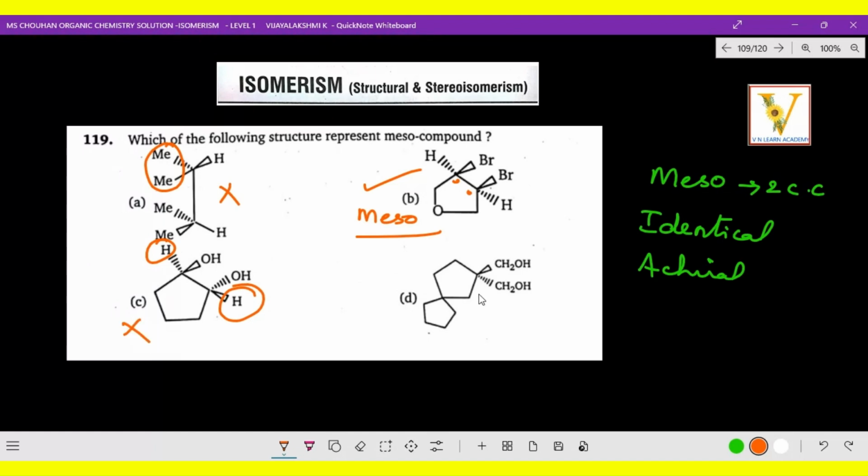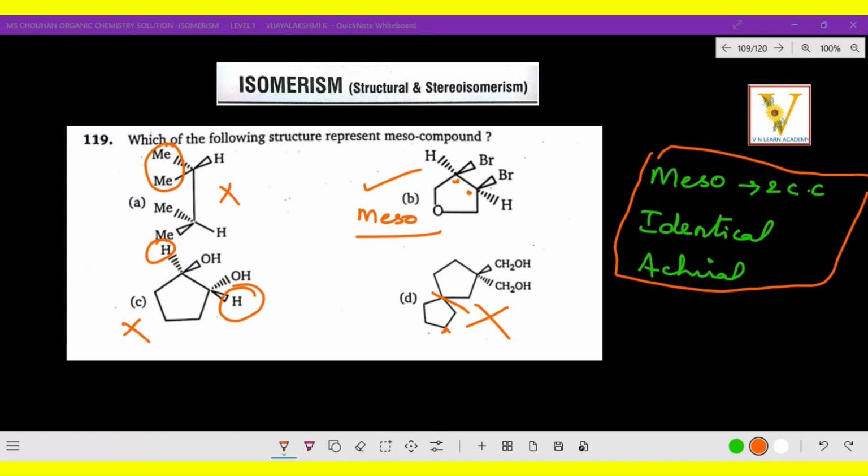And the next one, here actually there is no chiral carbon. See, in this one you cannot identify any chiral carbon. Is there anything the same? No, you cannot find the same side over here, right? So this cannot show a meso compound. Now, which is the correct option? Option B. So please note down these points while checking for a meso compound. Come on, let's go to the last question.